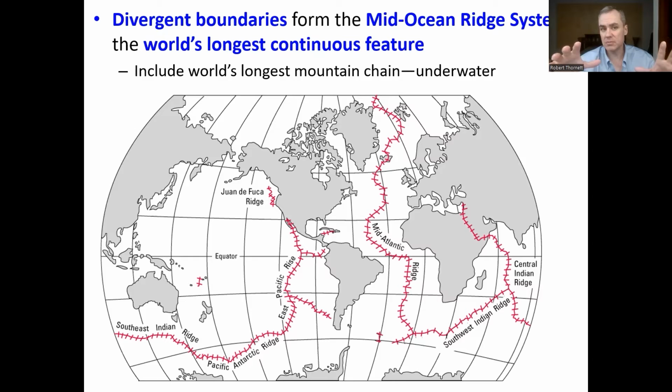The mid-ocean ridge system, MOR, is the world's longest continuous feature. It's longer than any other set of mountains on land or anything like that. It's the longest continuous feature on the surface of the earth. It's sort of like the seams of a baseball. You know how on a baseball the seams go all the way around the ball? It's sort of like that, meaning that the mid-ocean ridge goes from the Atlantic out the other side, the Indian Ocean, comes up in the Pacific. So it's really all around the world.